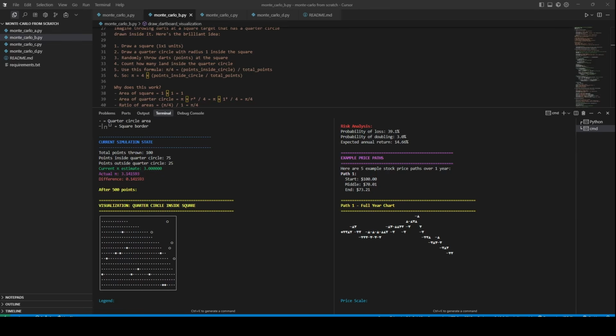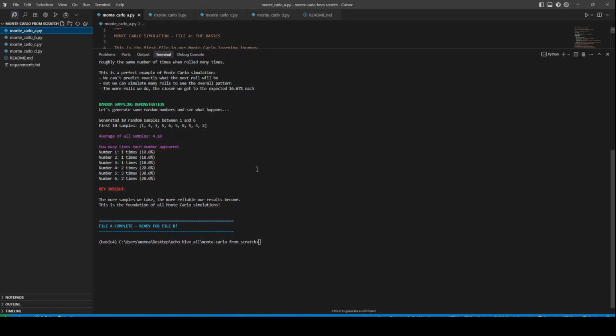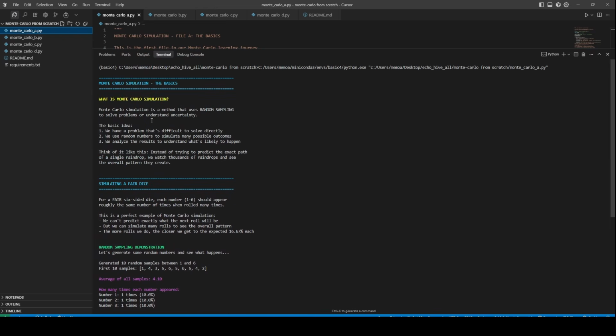I think Monte Carlo simulations are very exciting, and we're going to learn all about them by throwing darts, by simulating the stock price movements, and by flipping coins. So let's just begin. Our first file, named Monte Carlo A, shows how we can use this to estimate the distribution of different probabilities given different events. In this case, the event is actually just rolling a fair die.